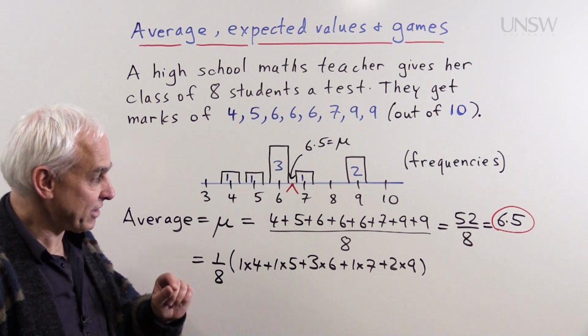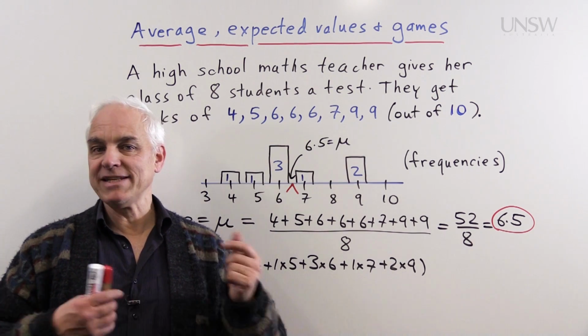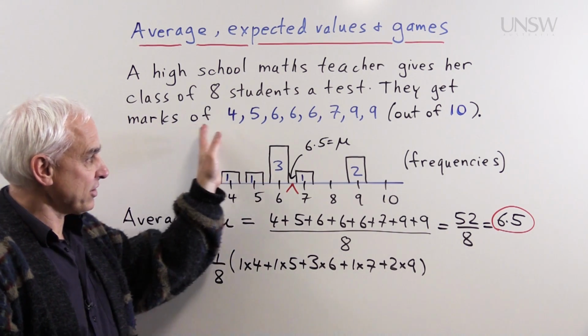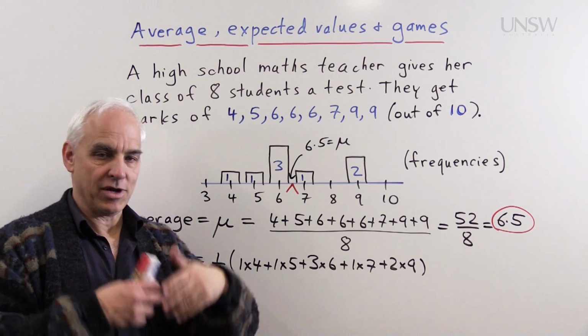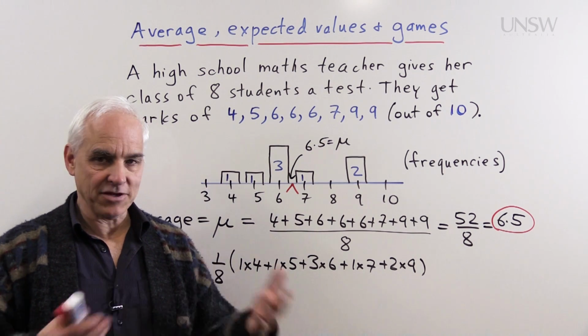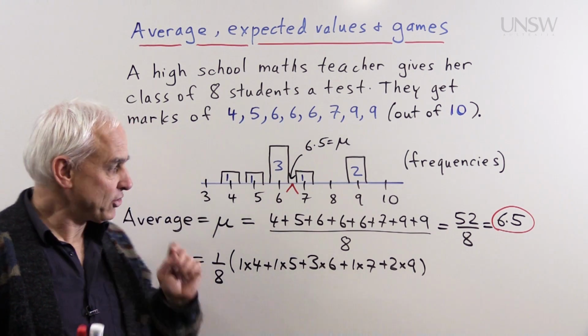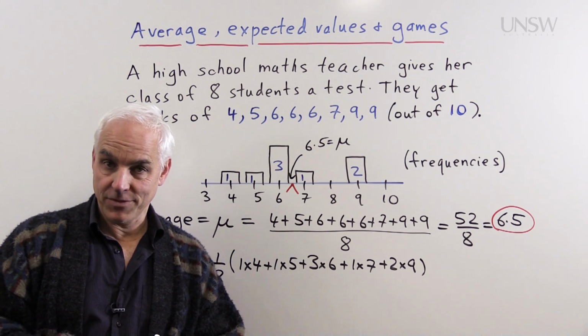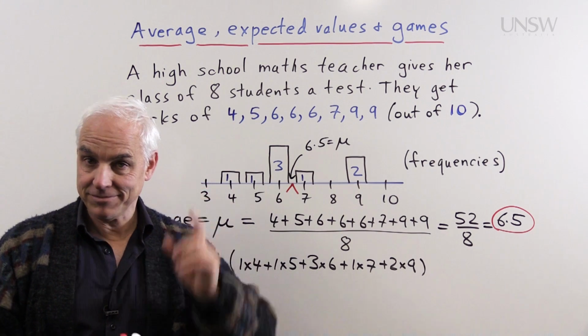But now I want to go a little bit further. I want to introduce a probabilistic aspect to this situation. At this point here, it's completely deterministic. The class has done this test, and these are the marks they've gotten. But it turns out that we can look at this situation from a probabilistic point of view. We can introduce a game.